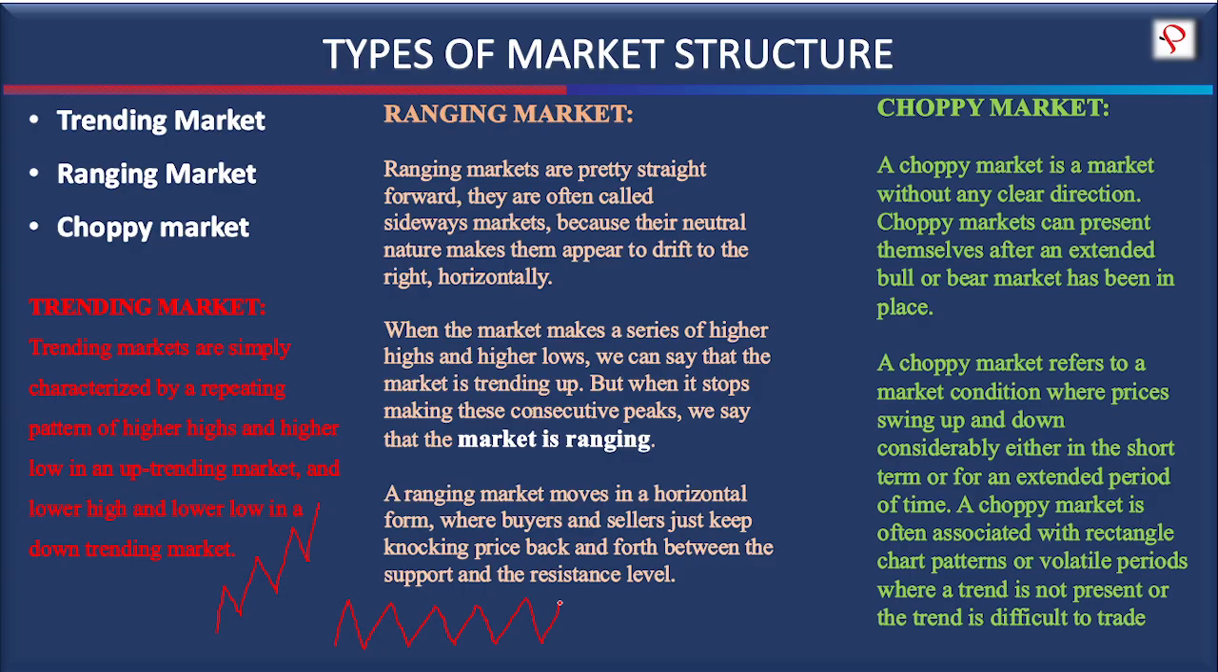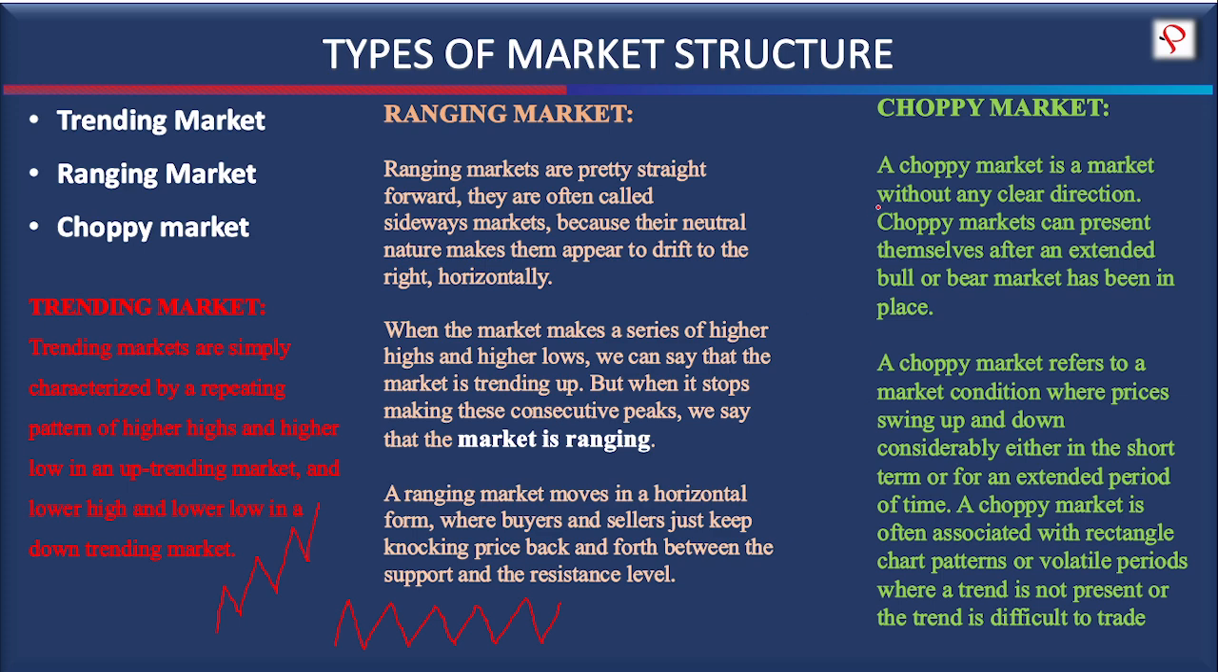Let's talk about the choppy market. A choppy market is a market without any clear direction. This is why sometimes traders without experience approach the market, they just want to trade, not even identifying the market structure they are trading, if it is going to be a good market structure for them or not. Do you understand it now? So a choppy market is a market without any clear direction.